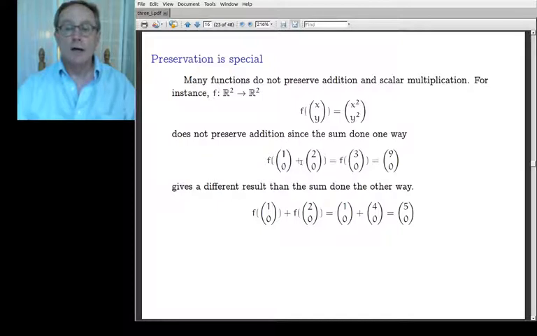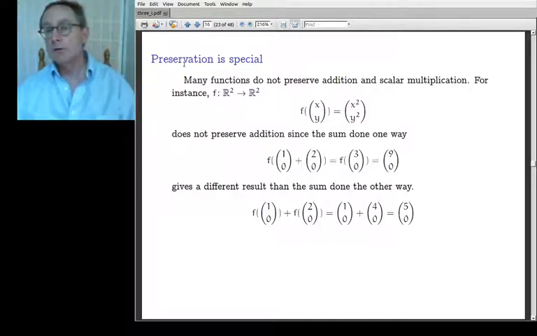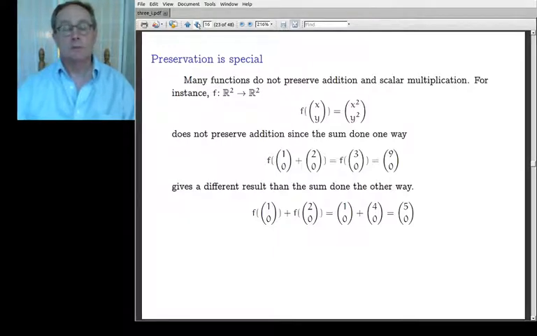So it is not necessarily the case that all functions have this property where you can break along the plus sign. That preservation of addition property doesn't hold for all functions. In fact, it rarely holds. So that preservation property is special. And special means that it will give us special results.